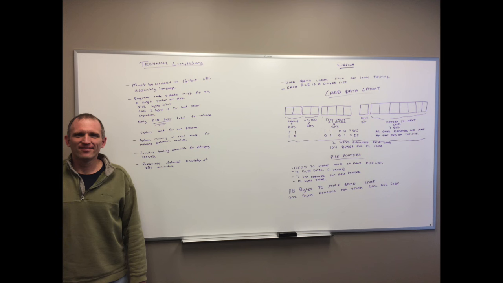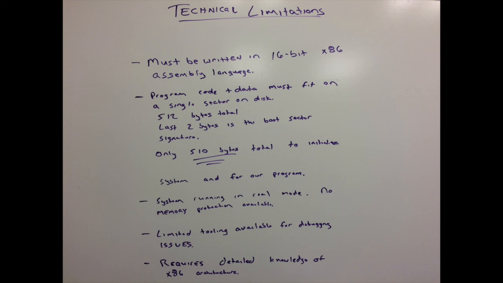Writing a bootloader in general has a lot of technical limitations, which I won't go over the entirety of. But some of the big ones that we ran into are having to write the entire program in 16-bit assembly, requiring that the code be very small, including code and data. In fact, the code must live within 512 bytes, which is one sector of a disk. And in fact, 2 of those bytes have to be used for boot signature, so we only have 510 left.